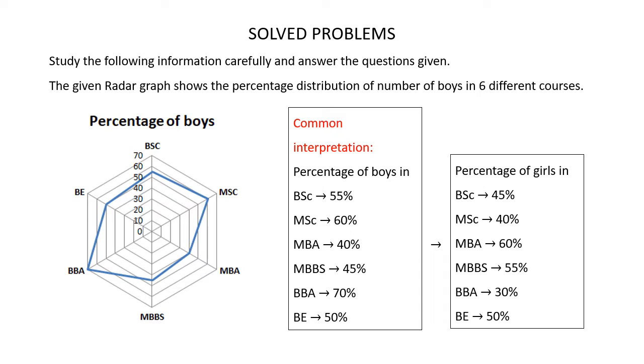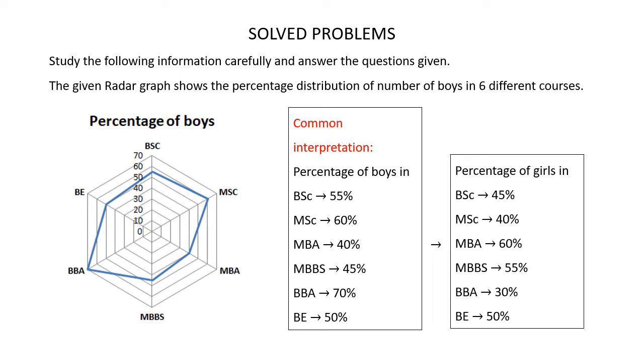So this radar graph shows the percentage distribution of the number of boys in 6 different courses like BSc, MSc, MBA and so on. Now this radar graph has a zero center point, and from this center point axes protrude out from the center point. Here each axis represents a course. So this axis represents BSc course. This axis represents MSc course. This axis represents MBA course and so on.